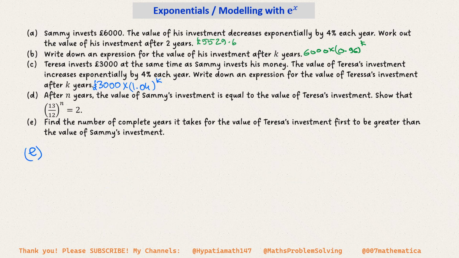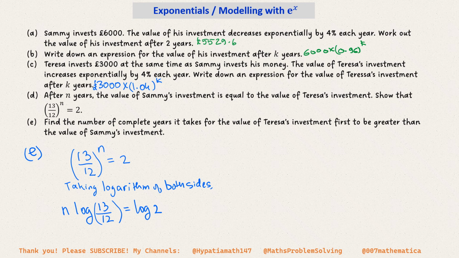Then for part E, find the number of complete years it takes for the value of Teresa's investment first to be greater than the value of Sammy's investment. So we need to work from what we've just proved, (13/12) to the power n equals 2, and we need to find what n is. So we take the logarithm of both sides, and we get n log(13/12) equals log 2. And log(13/12) you can write as log 13 minus log 12.